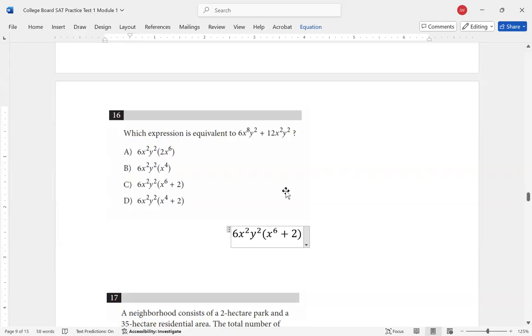And obviously that's answer C there. So the answer to question 16 is C, which is 6x squared y squared times the quantity x to the 6th plus 2.